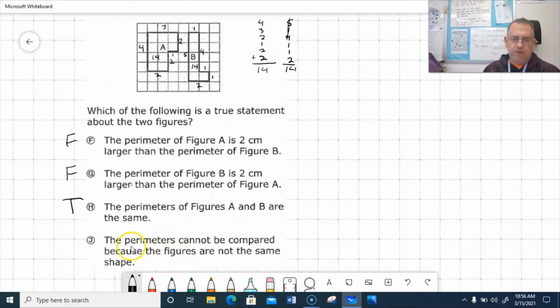And we're still going to look at the last one. Answer choice J. The perimeter cannot be compared because the figures are not the same shape. True or false? Okay, it's true that they are not the same shape, or they're not congruent. Okay, but if we're comparing perimeters, we can do greater than, less than. They don't have to be the same shape. So that is a false statement. We can compare them. So our correct answer would be answer choice H.